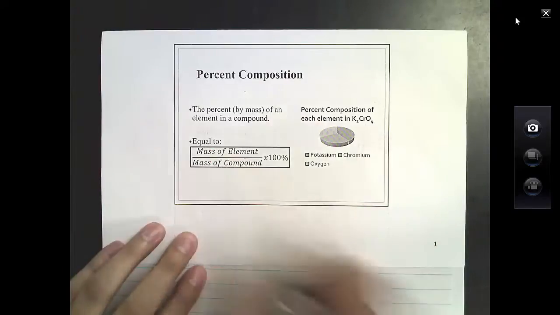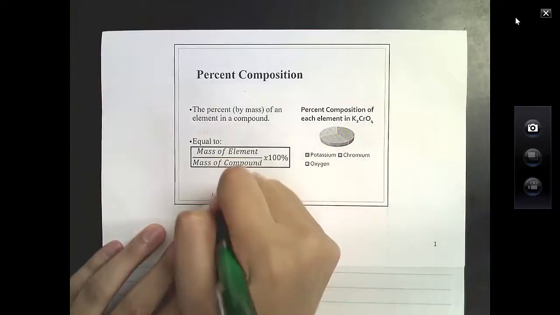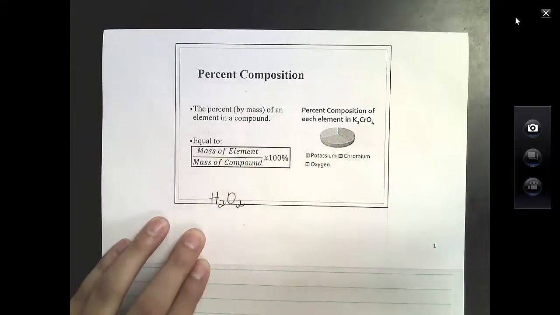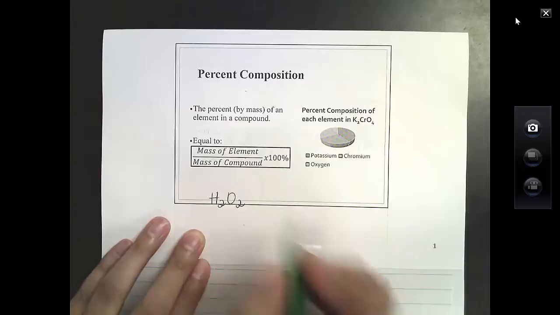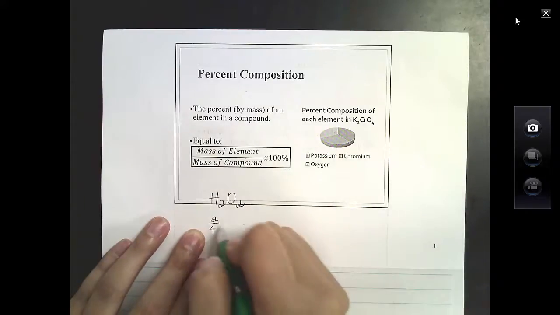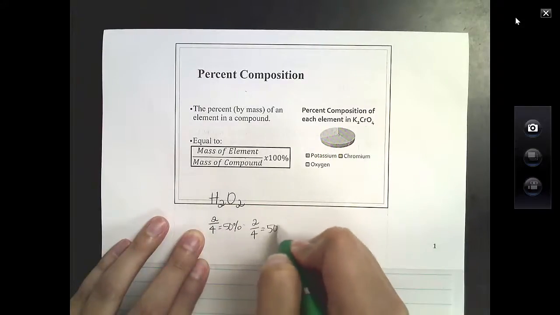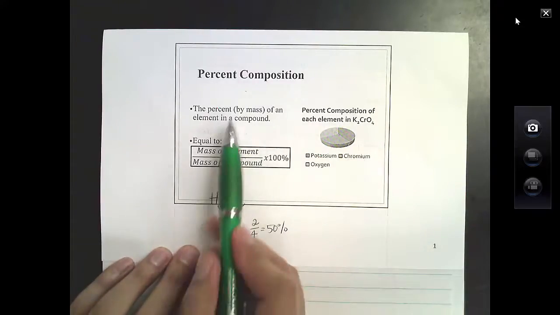So what does that mean? If we look at something like H2O2, there are 4 atoms total. So 2 out of 4 are hydrogen, which is about 50%, and 2 out of 4 of them are oxygen, which is the other 50%. So this would be by atoms, but our definition is by mass.